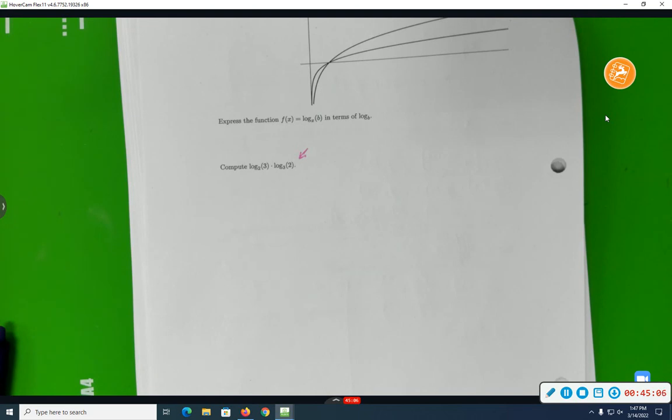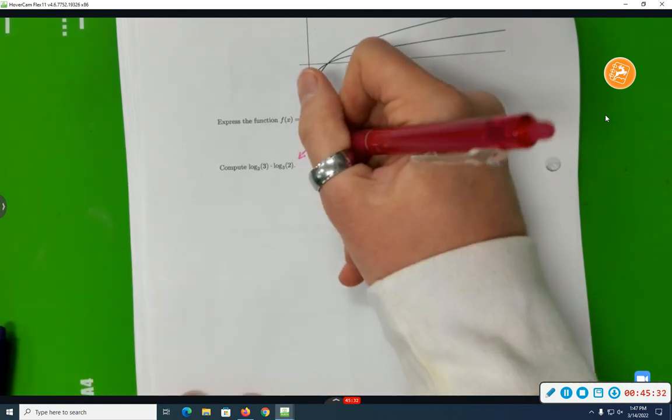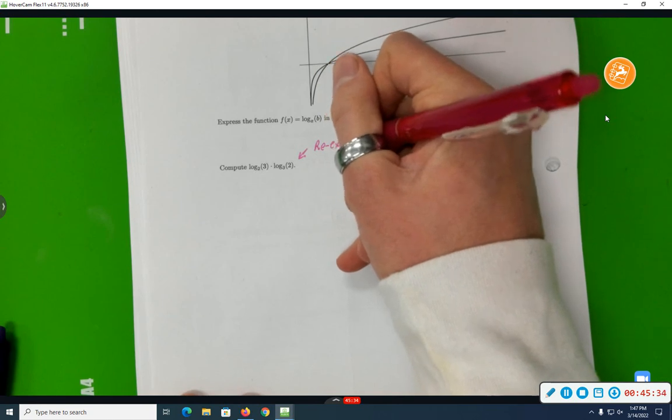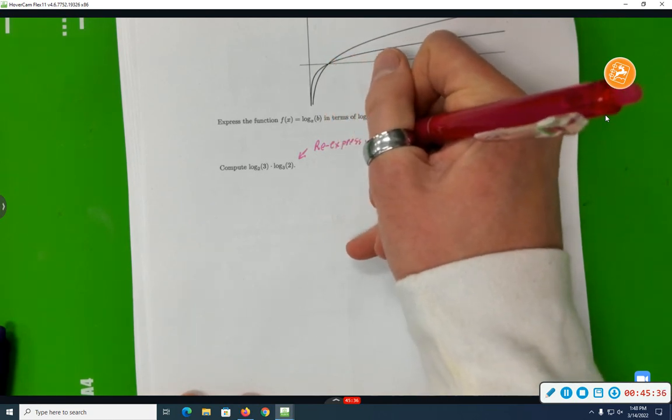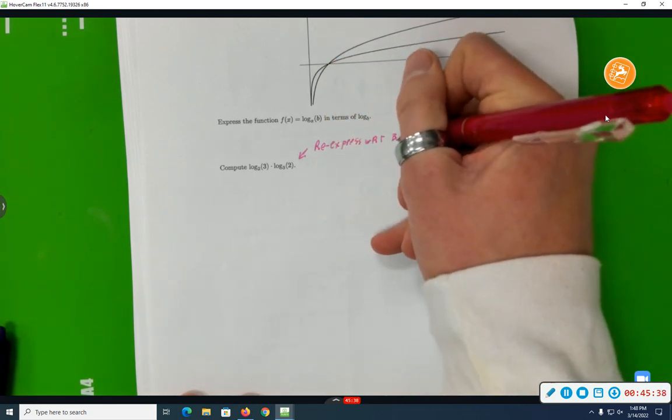Could I rewrite this using a single base? In fact, I could use any single base I want. What base would you want to use? Oh. Yeah, this literally was a problem where a wrong answer would have been like 1. You can't use 1 as a base. And like a negative would probably have been bad too. But yeah, let's use 10. So let's re-express with respect to base 10.